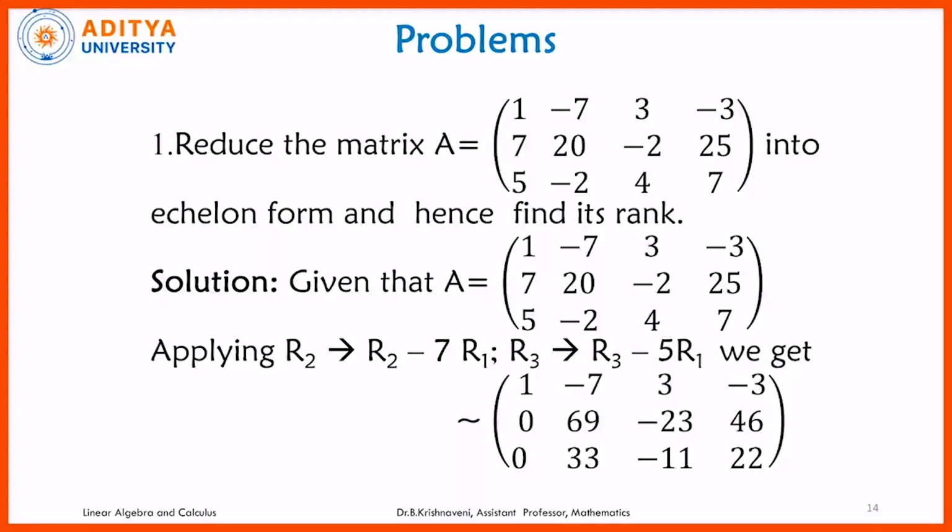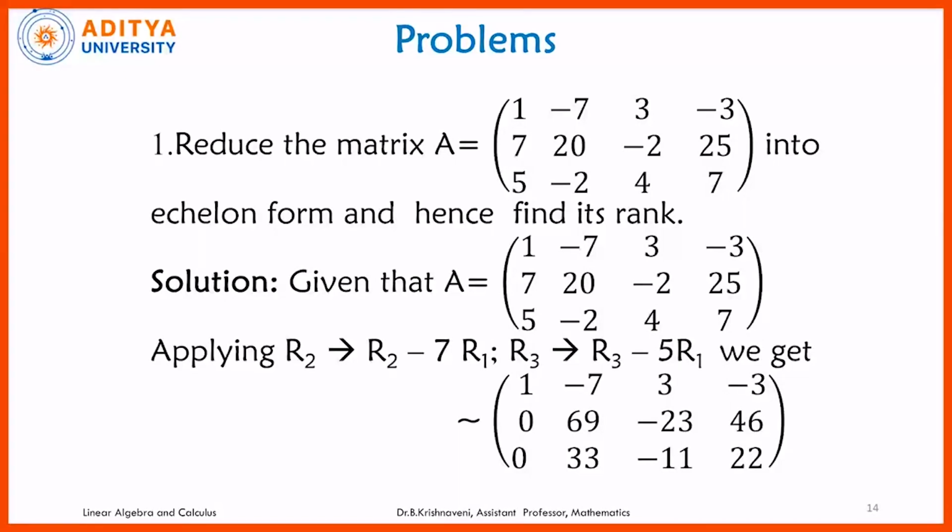So let us consider the given matrix. What is our given matrix? A is equal to [1, -7, 3, -3; 7, 20, -2, 25; 5, -2, 4, 7]. Now we need to apply row operations only, in order to reduce this into an echelon form.